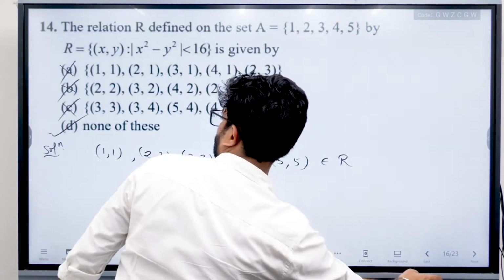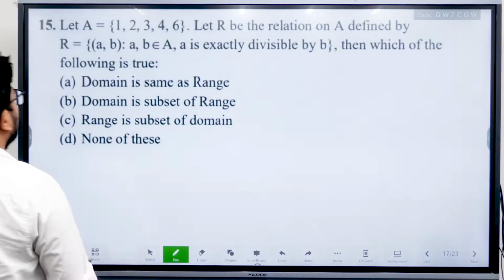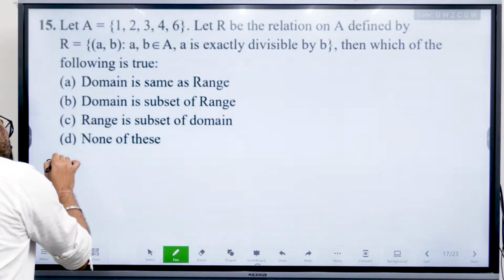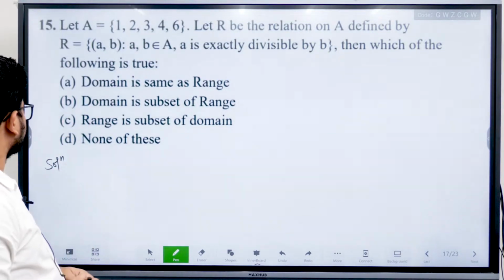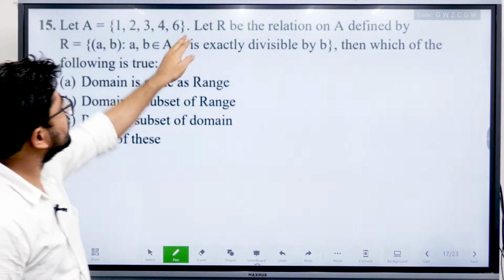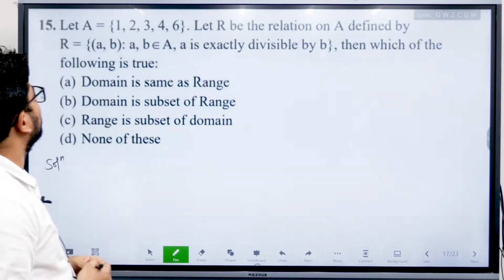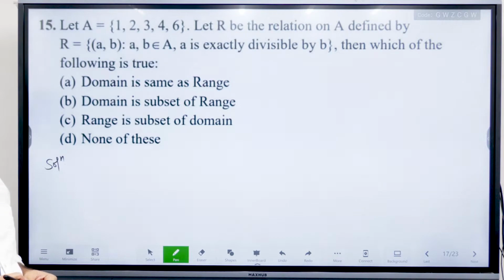So final answer is D. Next, let A be equal to this set, and R a relation on A defined by (a, b), where a and b belong to A and a is exactly divisible by b. Then which of the following is true?